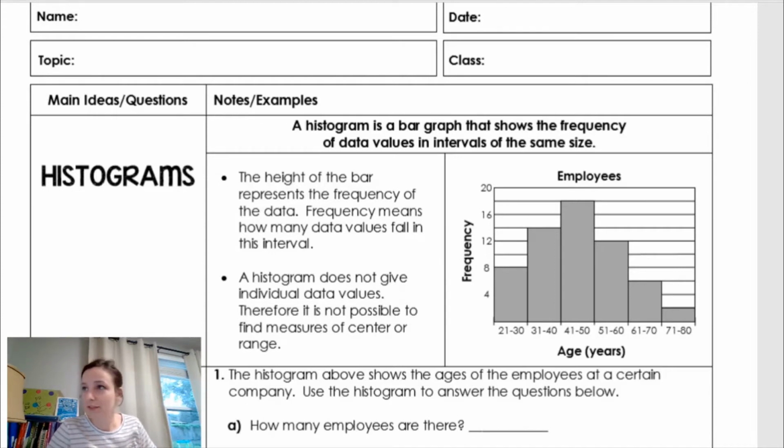So without further ado, let's get started. Today we're going to be talking about histograms. This is, I believe, lesson 9, and we're talking about histograms.